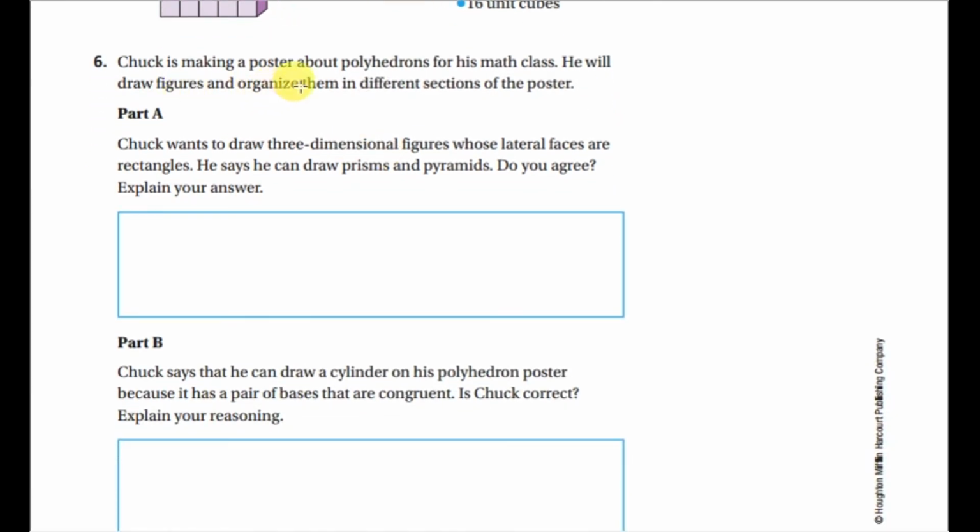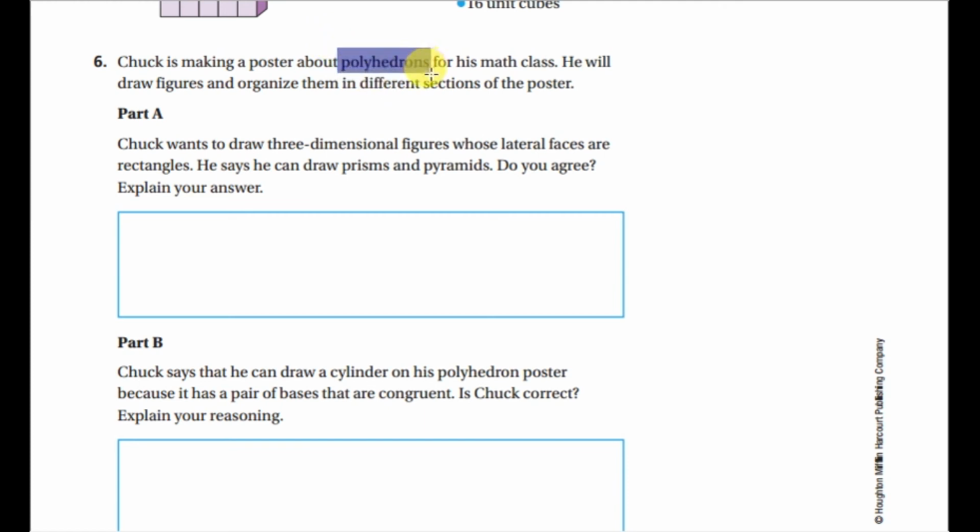Chuck is making a poster about polyhedrons for his math class. He will draw figures and organize them in different sections of the poster. Chuck wants to draw three-dimensional figure whose lateral faces are rectangles. He says he can draw prisms and pyramids. Do you agree?